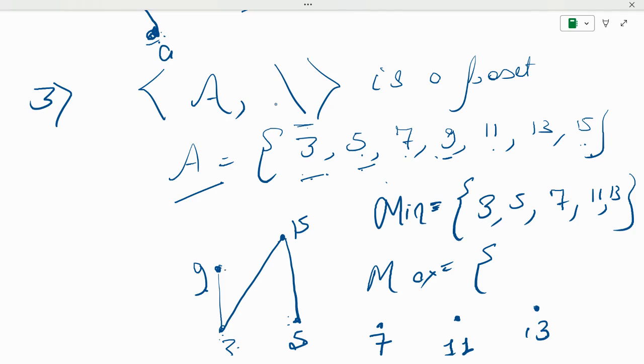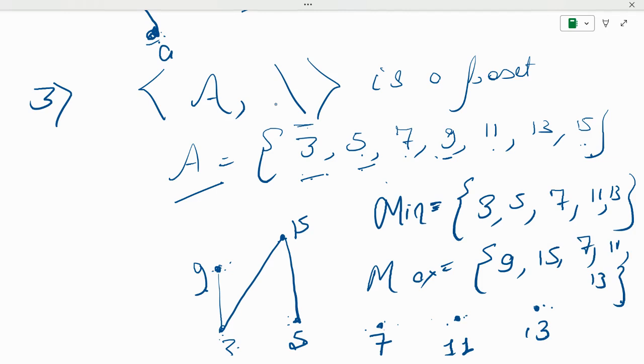Any element is said to be maximal if it is... from here you might see that 9 and 15 are the maximal. But just think about that. Are there any elements that are covering 7 or 11 or 13? No, there are no elements covering 11, 7 and 13. So these also will come under maximal. So 9, 15, 7, 11, and 13.